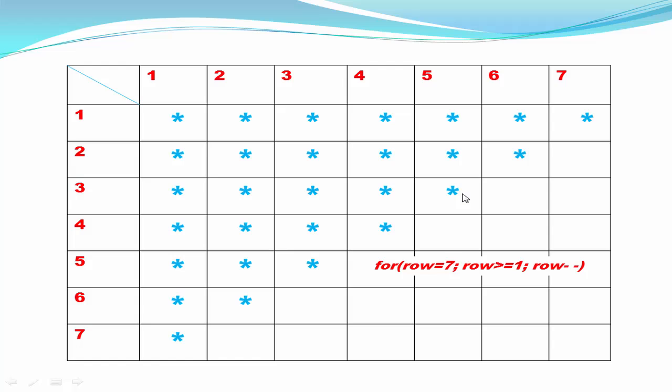The next thing that I tell you, here we print multiple stars in each row. In first row, we print 7 stars. In second row, we print 6 stars. In third row, we print 5 stars, and so on. So to print multiple stars in each row, we need another loop. And we can write it as for column equal to 1, column less than or equal to row, and then increment the value of column by 1, that is column plus plus. That's it. Let's move to the coding.